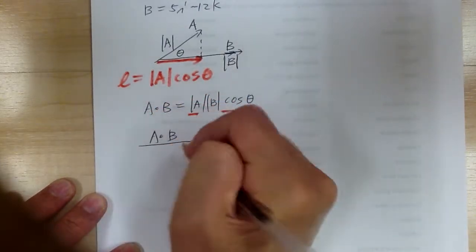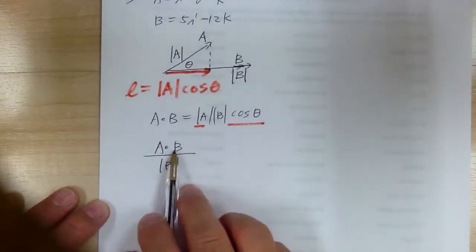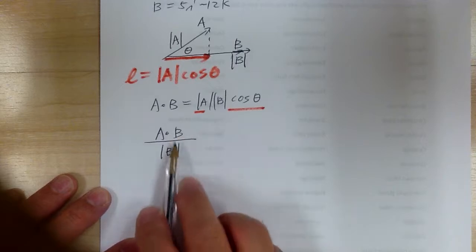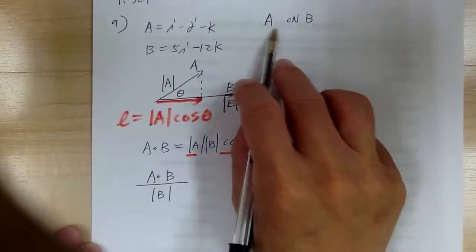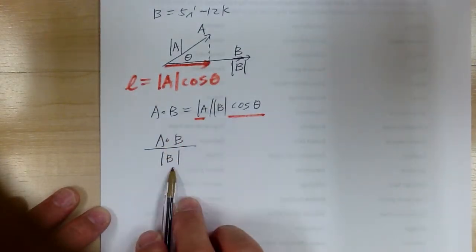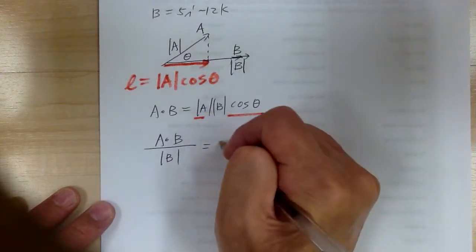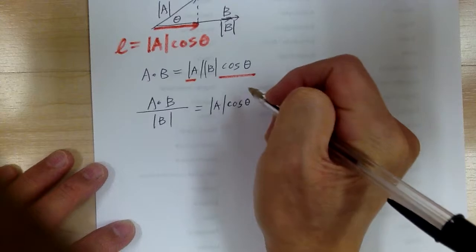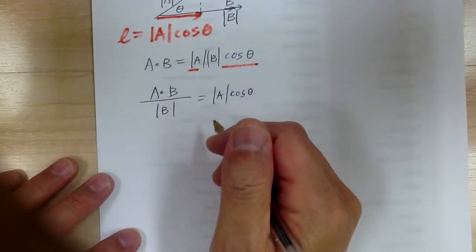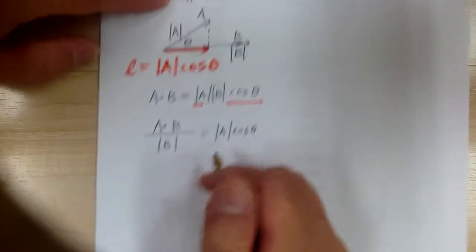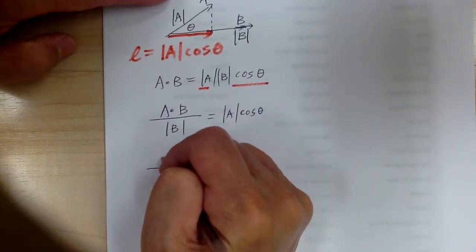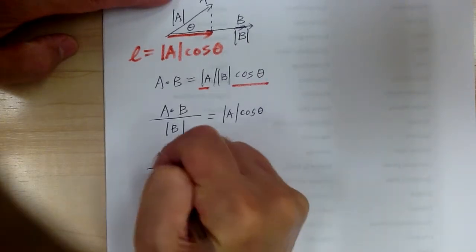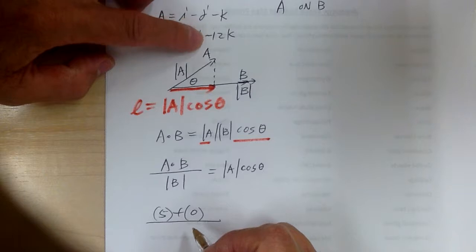So A dot B over B. Again, when it's A on B, that means you're going to have the dot product on B. If it's on B, it's going to be on B. So this will equal A cosine theta. Okay, so go and work it out. So A dot B, you multiply. You're going to get 5 plus 0. There's no j over here, so it's 0.